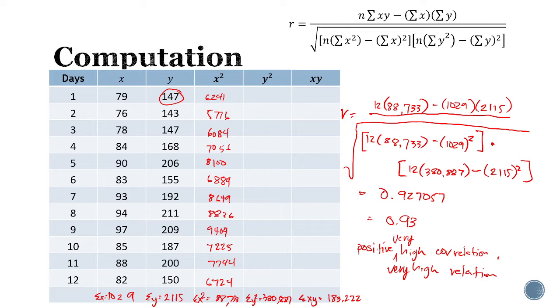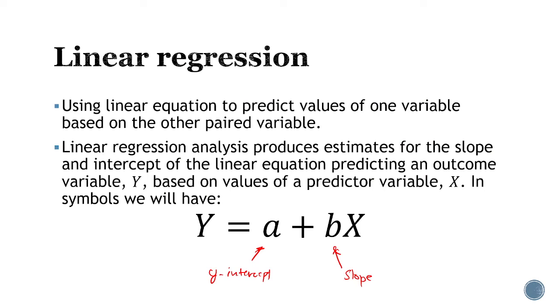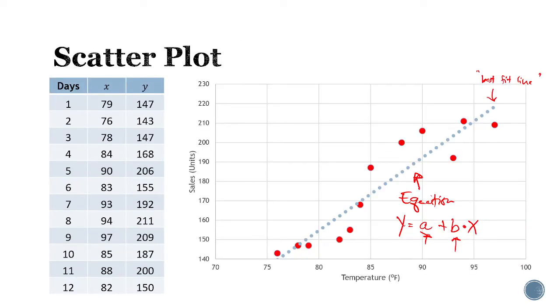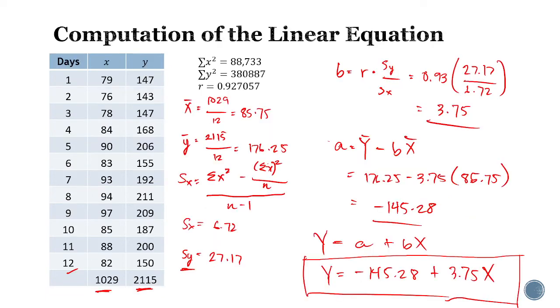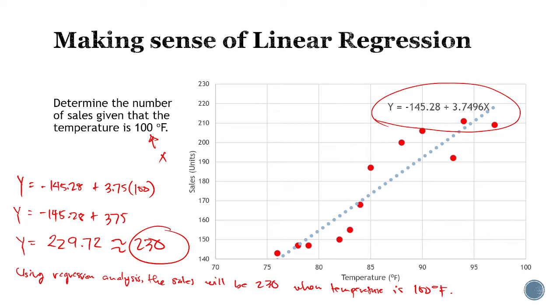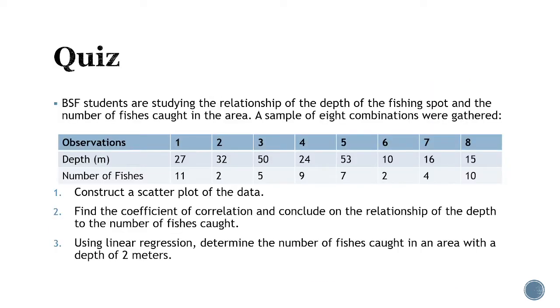Let me remind you of the error from last time. This should be 183,222 rather than 88,733. Okay? Then we performed linear regression. We have this relevant equation for linear regression, wherein we compute the equation of the best fit line, where we get the slope and the y-intercept. So last time we got this equation of the best fit line and we ended up making sense of that linear regression, and a quiz.